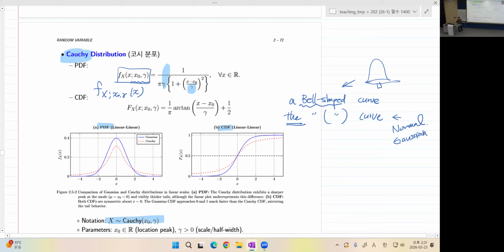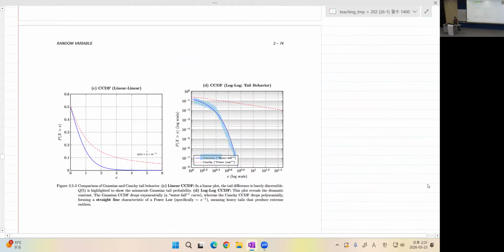What's the difference? If you draw it in the linear scale, it's hard to distinguish Gaussian from Cauchy. It looks almost the same, right? And the CDF looks very similar. Gaussian CDF also looks like this. But they have a huge difference if you use a log-log plot.